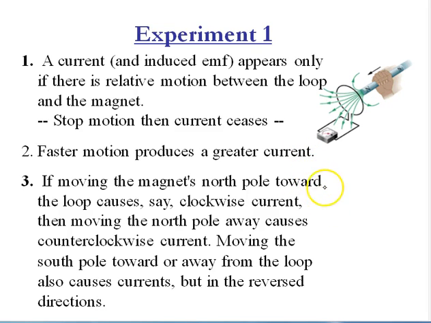We'll also see if we move it in opposite directions, we change the direction of the current. And that's what we mean here. If the moving magnet's north pole is towards the loop, that causes a current in perhaps the clockwise direction. Then if we turn the magnet around, and turn the south pole in the direction of the loop, that'll cause a current also, but in the opposite direction. And all of this you can see with our PhET labs that we worked with last week. So you can try these out and observe them on your own.